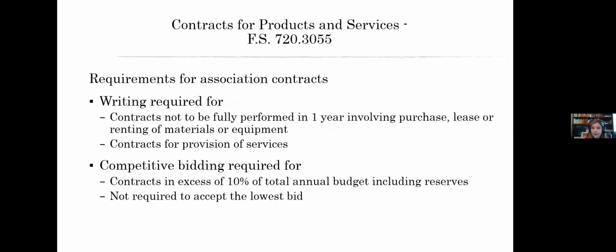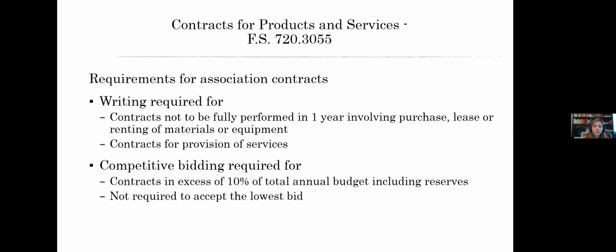So if we're having Bob's tree trimming coming out twice a year for the next 3 years, we're going to want that in writing. We're going to want to see contracts for the provision of services, maybe landscape comes to mind. You're going to want that in writing. That's not a handshake kind of deal.